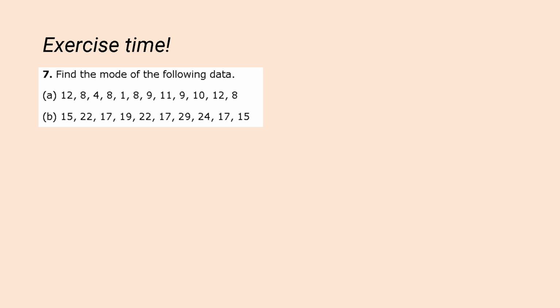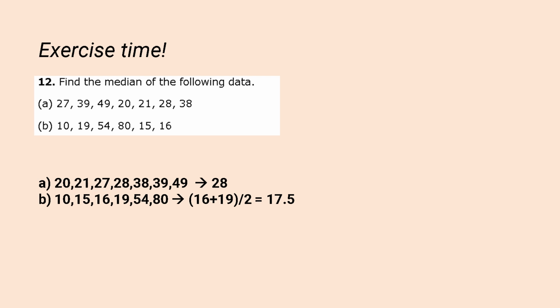Now we're going to find the mode of the following data. So we have 12, 18, 4, 8, and as you can see, the other numbers. For A, our mode is going to be 8 because it is repeated 4 times. But for B, our mode is 17 because it is repeated 3 times, as you can see. For the second one, you can see also 15 is repeated twice and 22 is repeated twice. But because 17 is repeated 3 times, 17 is going to be our mode.